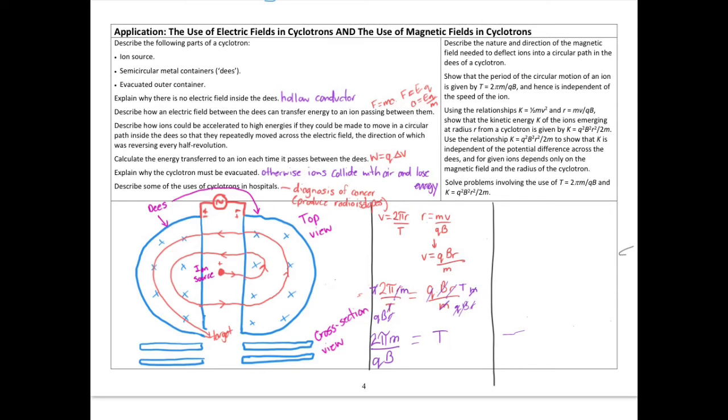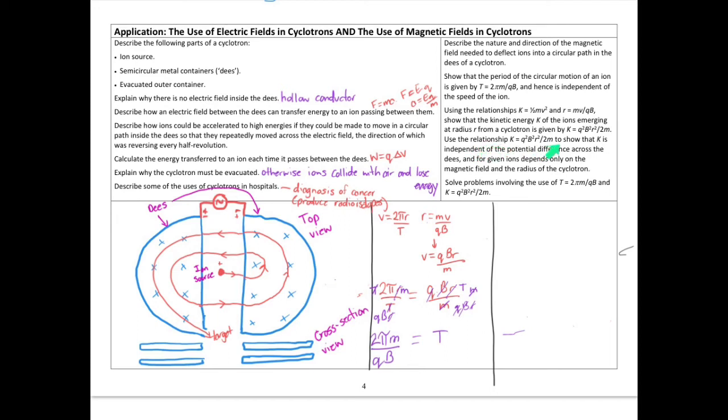Finally, we need to think about this relationship here. Well, let's go through what we need to do. Using the relationship for kinetic energy and the radius one that we've just derived, show the kinetic energy K of ions emerging at radius R from a cyclotron is given by that formula. We'll do that in a sec. Before we do that, we'll talk about why it's important.